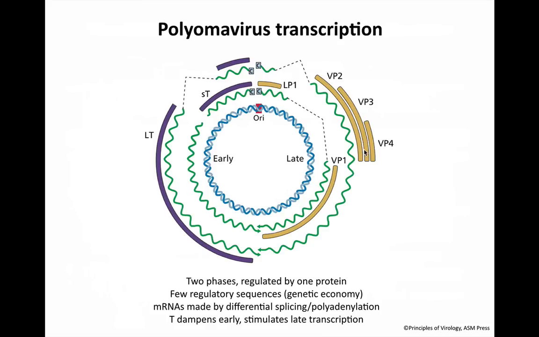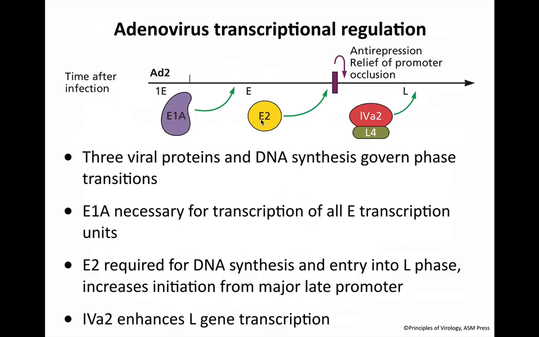So we have two phases. They're regulated by large T antigen. There are not many regulatory sequences, just around the origin of replication. And the different mRNAs are made by differential splicing and polyadenylation.